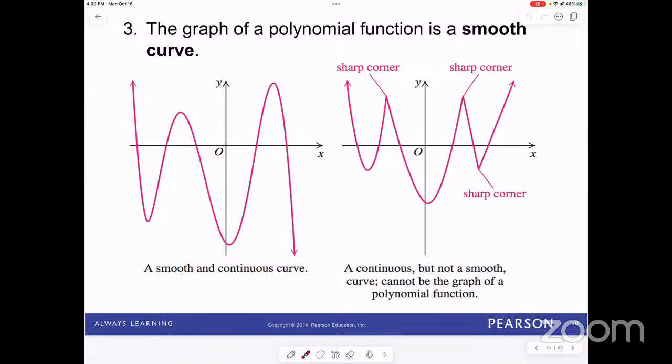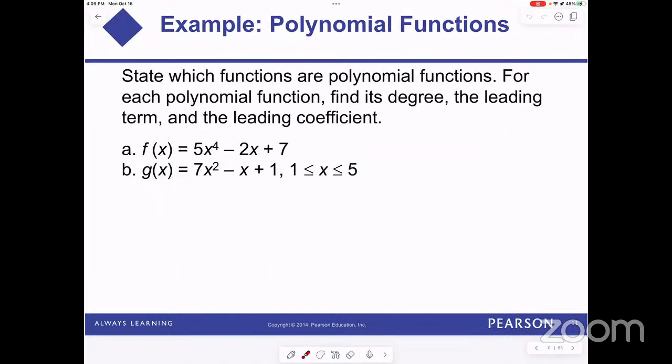So here we're asked to state which functions are polynomial functions. For each polynomial function, find its degree, the leading term, and the leading coefficient. Notice that for A, we have a finite sum of monomials, right? We call this a trinomial because it's the sum of 3 monomials, where there are 3 terms, 3 things that are being added together. So this one is yes, it's a polynomial.